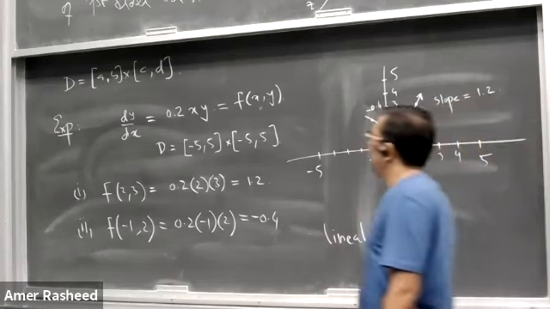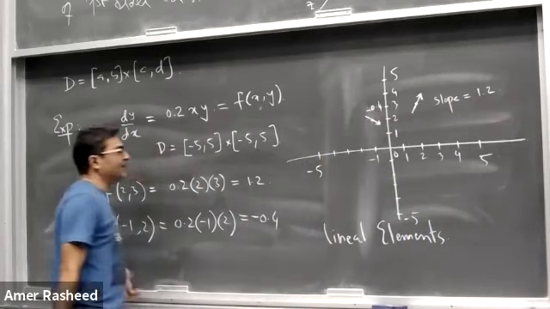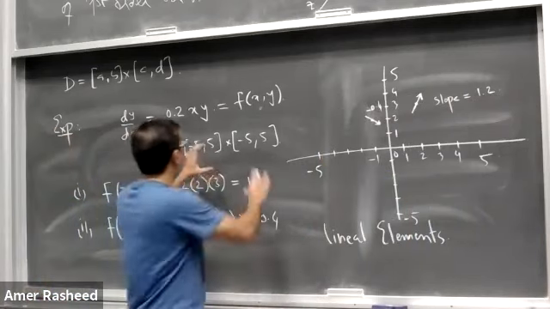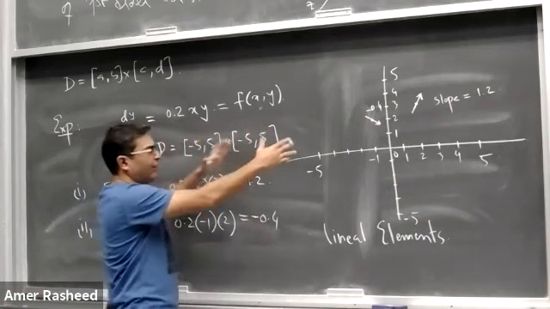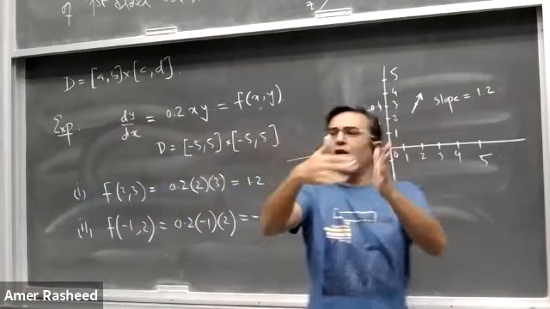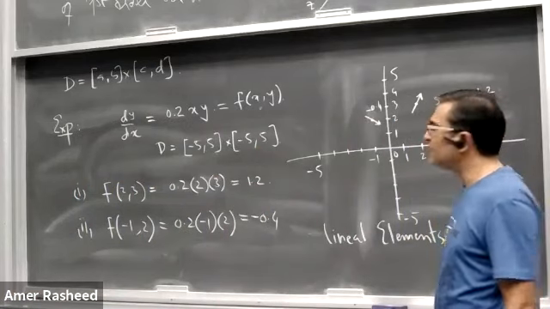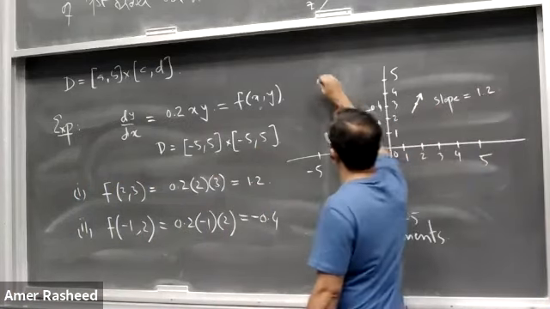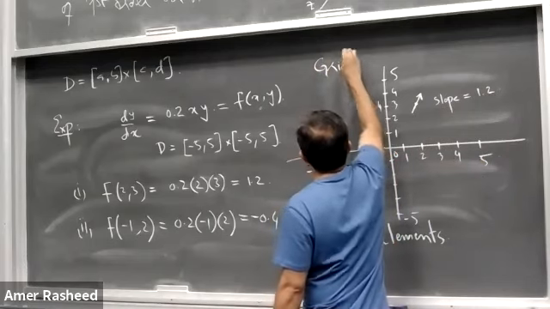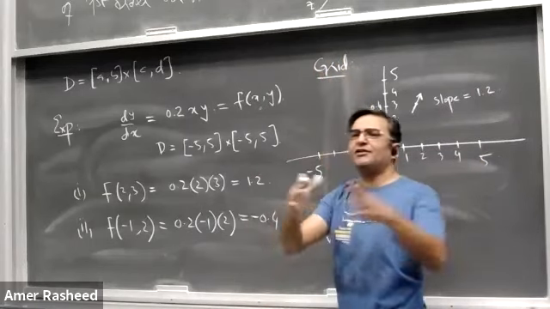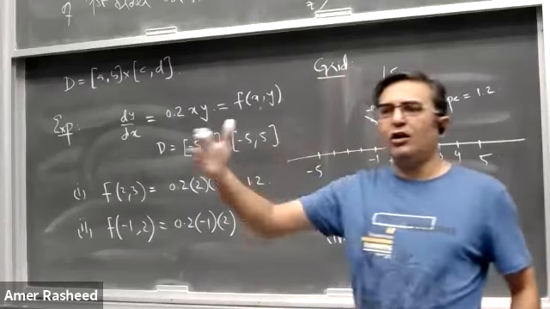Now, the next thing is what we do. We have partitioned this domain into small pieces, which is called a grid. This is called a grid, which means you have partitioned the domain into small pieces.